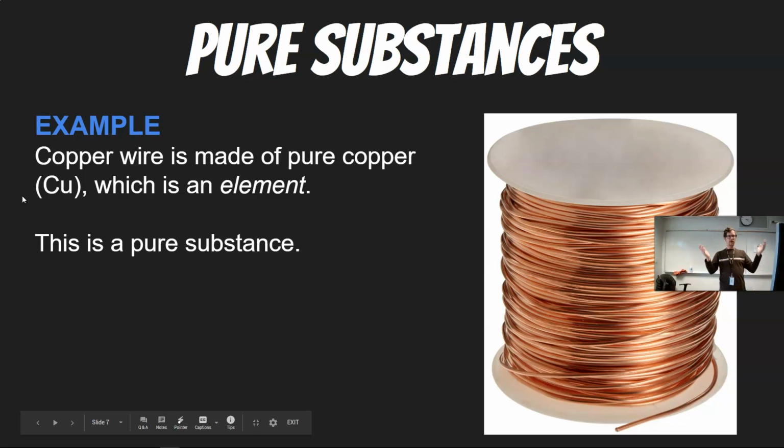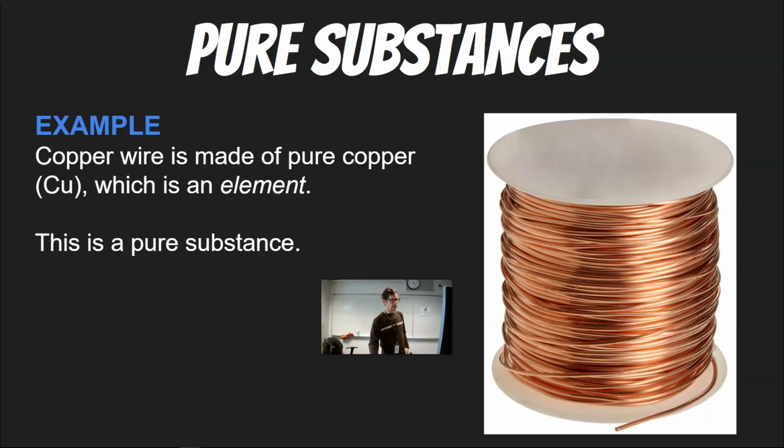So here's an example of a pure substance that happens to be just one element. And that's copper. Copper is the most common metal used for wiring in your everyday household wiring and stuff. It conducts electricity very well. That's one of its properties.